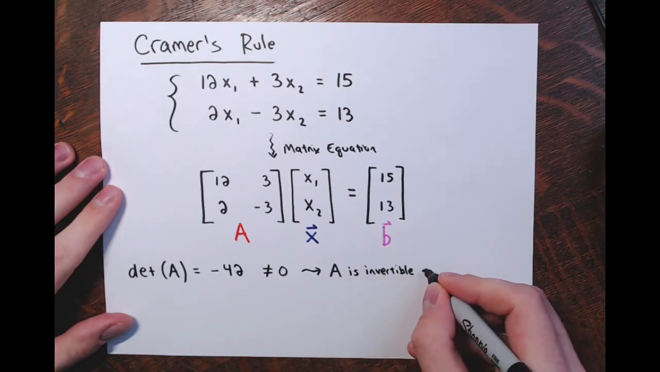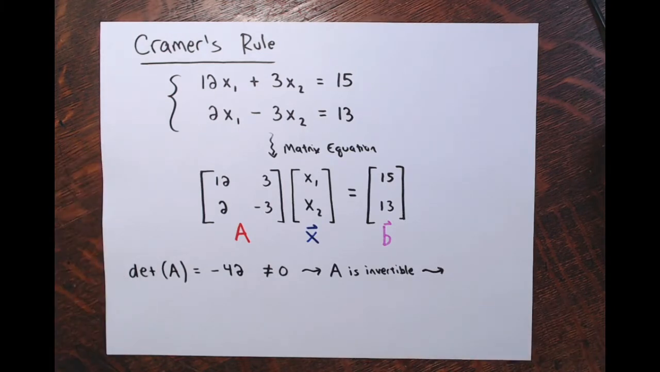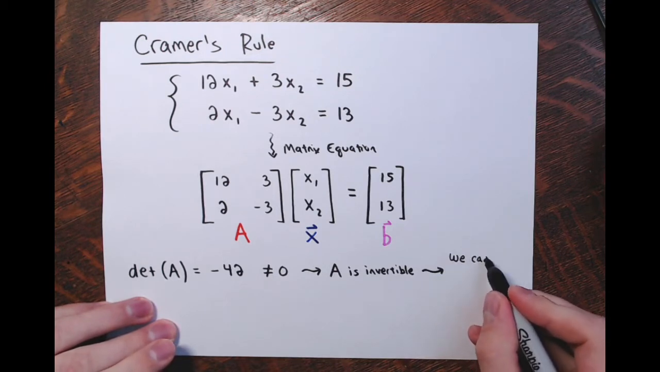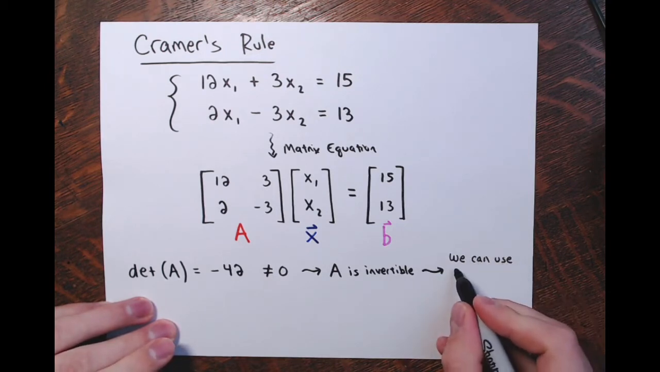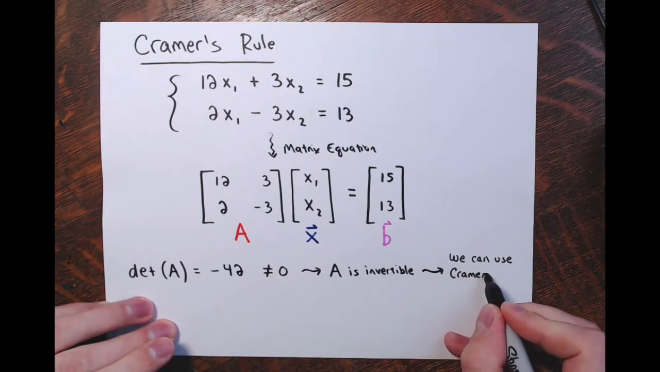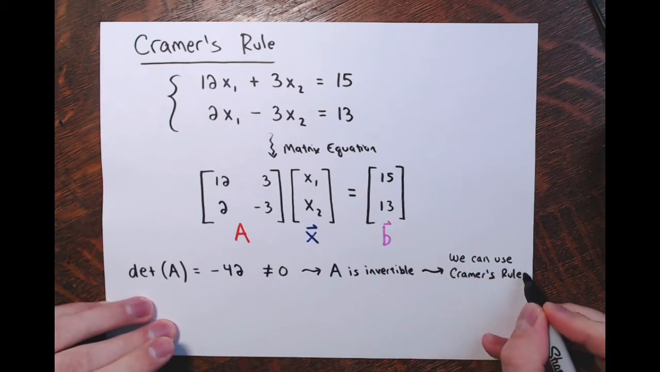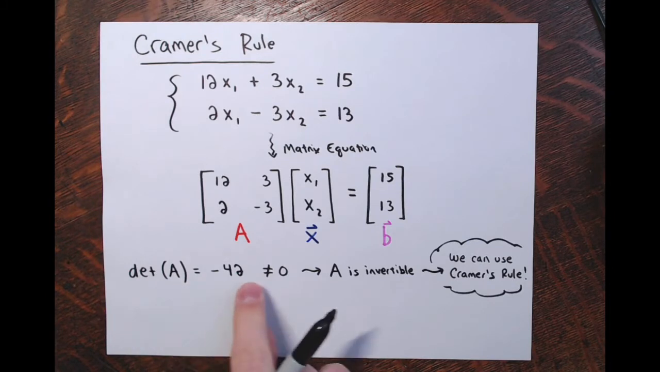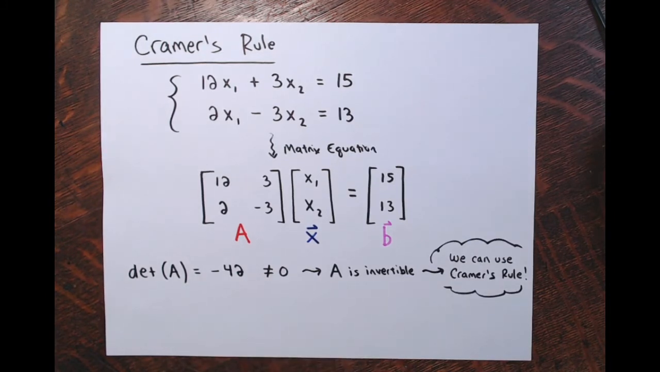But more importantly for this section, if our coefficient matrix is invertible, that means we can use Cramer's rule to solve the system. Again, if the determinant was 0, there wouldn't be any need to use Cramer's rule. You would have to try to find the solutions to the system using Gaussian elimination or Gauss-Jordan elimination. Okay, so there's the determinant of the coefficient matrix.